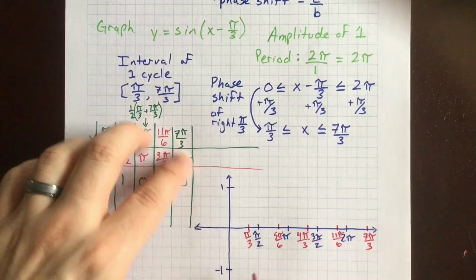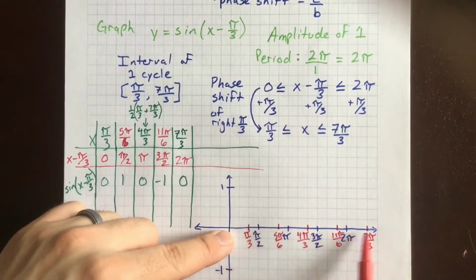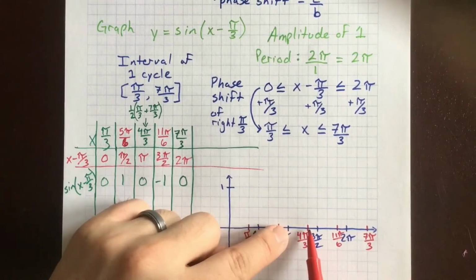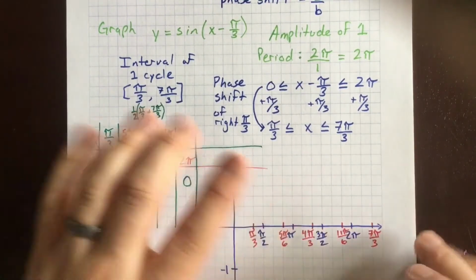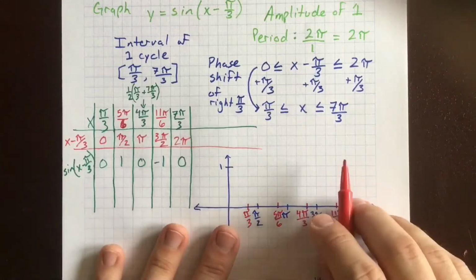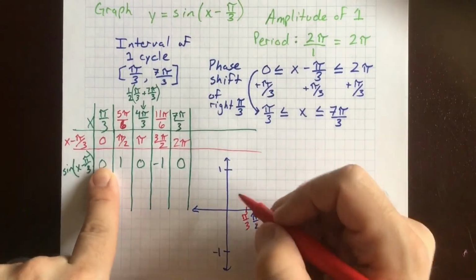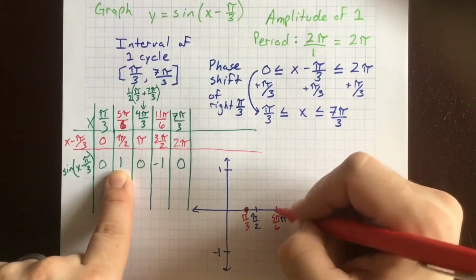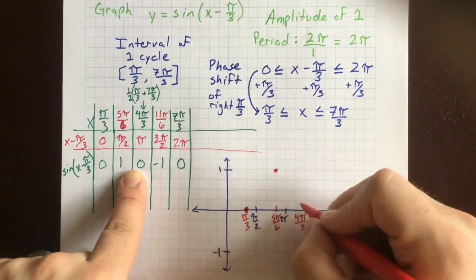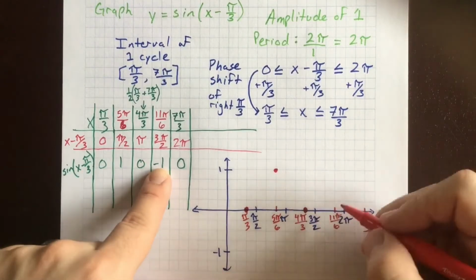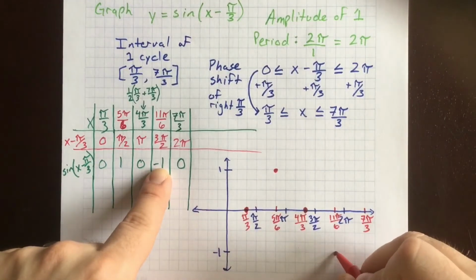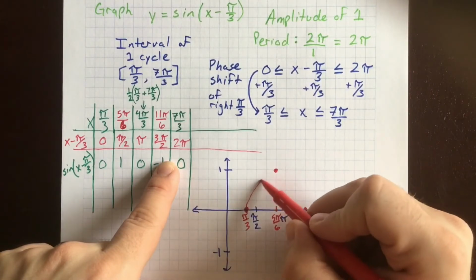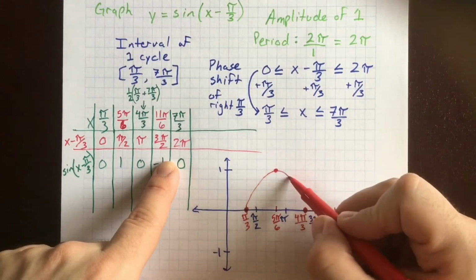Okay, so you notice each of these are essentially shifted right pi over 3 from the typical values. So now we go down. So first value, 0. All right, so 5 pi over 6, we're at 1. Then we're at 0. Then we're at negative 1. And back at 0. And we draw our graph.